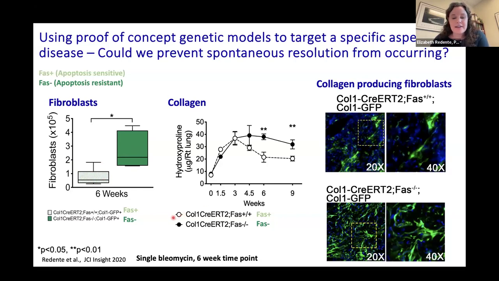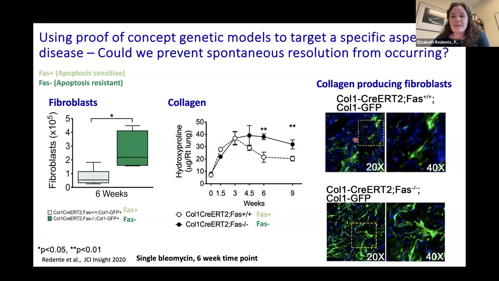If we look at mice with FAS present in their fibroblasts in these open circles, this is looking at collagen content in the lung, we can see the rapid increase in collagen reflective of the fibrotic disease process, and then this resolution that we've talked about, which we see in wild type mice, compared to mice where we've deleted FAS, we see sustained collagen in the lung and disease. And this is again reflective in our histology.